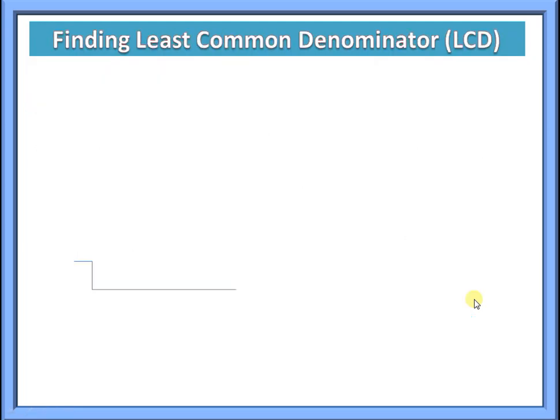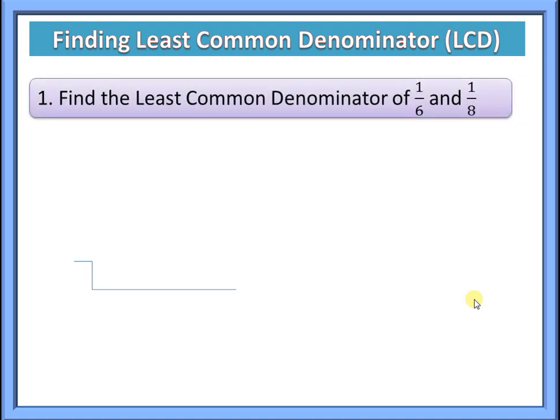Before we go to the next part, which has different denominators, we have to learn first how to get the least common denominator. This is similar to the idea of the LCM, or least common multiple. Let's start with our first one. Find the least common denominator of 1 over 6 and 1 over 8. So we'll focus on the denominators 6 and 8.